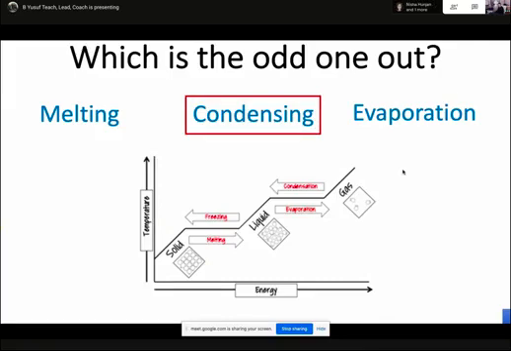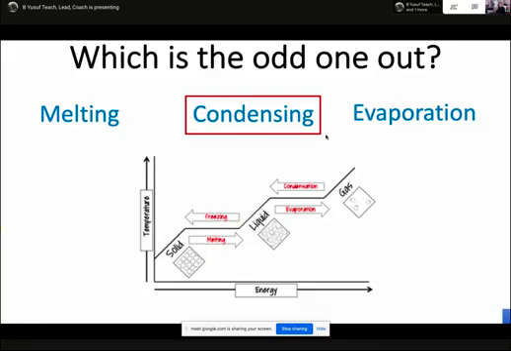Condensing. Now, the reason is that in order for you to melt, it actually takes in heat energy. Evaporation takes in heat energy for the substance to go from a liquid to a gas. Condensing actually is a process where heat energy is being released or it's cooling down. So that's why it's the odd one out.